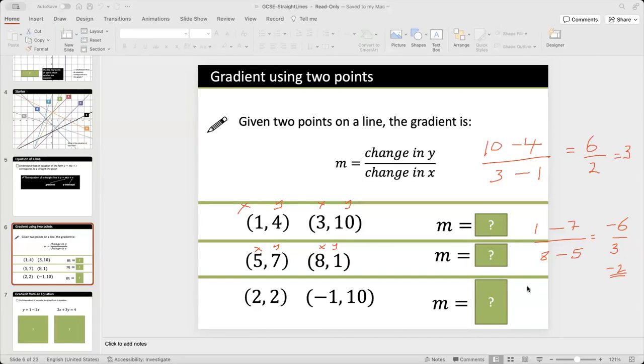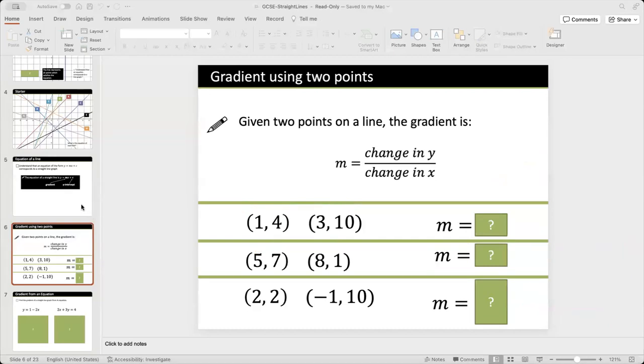Then the last one too. 10 minus -2 is going to be 8. Divided by -1 minus 2. -1 minus 2 is going to give you what? -3. That is it. So check and see maybe you actually got the answers right. So that's how to find the gradient.